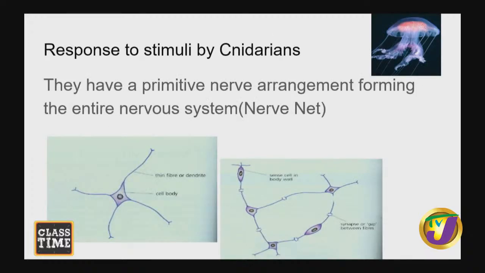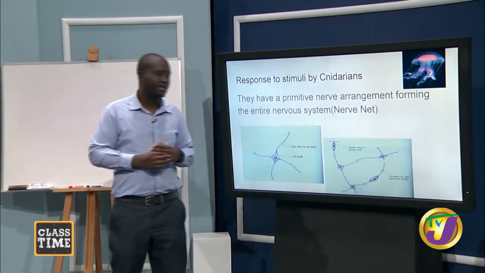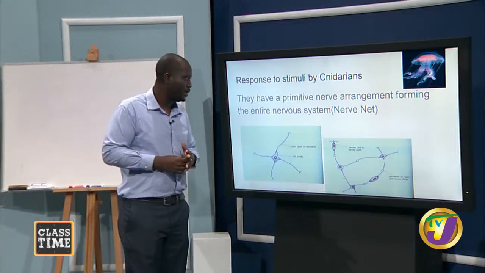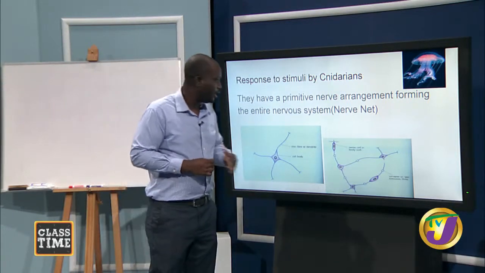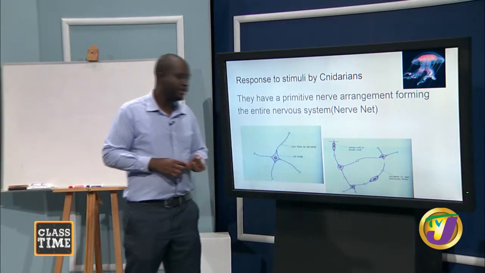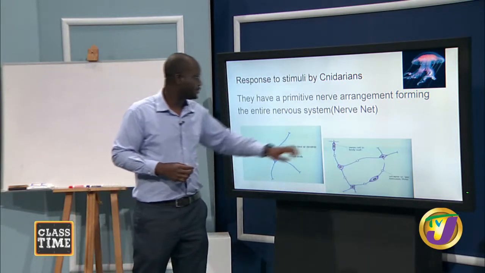For cnidarians, like jellyfish, they have a primitive nervous system, and that is called a nerve net. What that means is that in response to a stimulus, the electrical response will be sent all around the organism, no real direction, until a muscle is reached, and so it brings about a response. So in this type of movement, in terms of responding to a stimulus with an electrical impulse, there's no definite direction as to where the impulse will travel. It moves around in various directions until it reaches a muscle that provides a response.